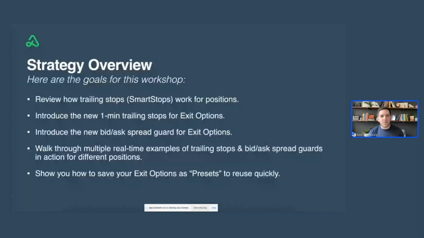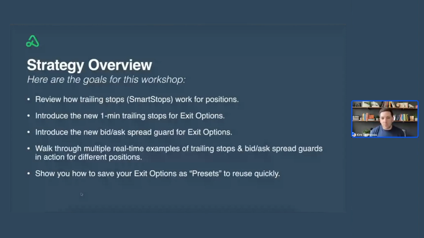First things first, for today's workshop, we're going to review how trailing stops, basically what we call smart stops, work for positions on Option Alpha. Some people still call them smart stops, and I still like personally calling them smart stops. Then we're going to introduce and walk through the new 1 minute trailing stops for exit options. Then we're going to introduce the new bid-ask spread guard. We're going to do this all as we go through the process today for exit options.